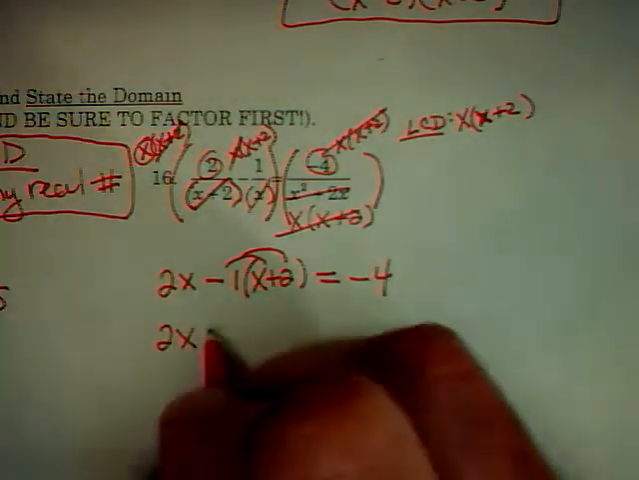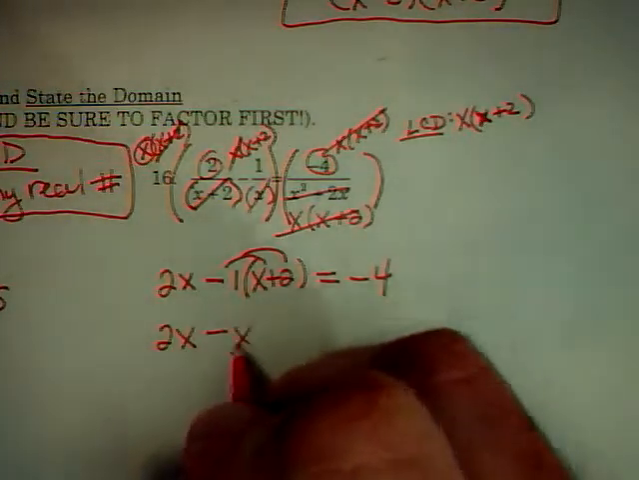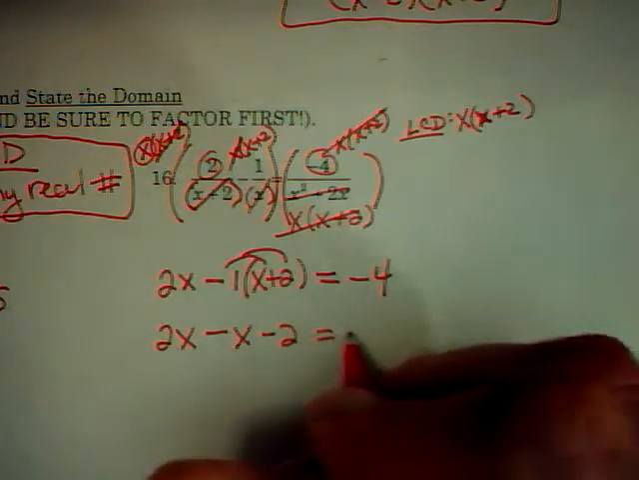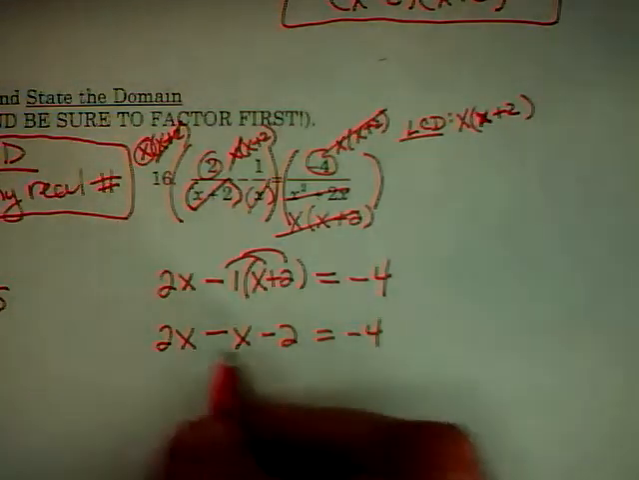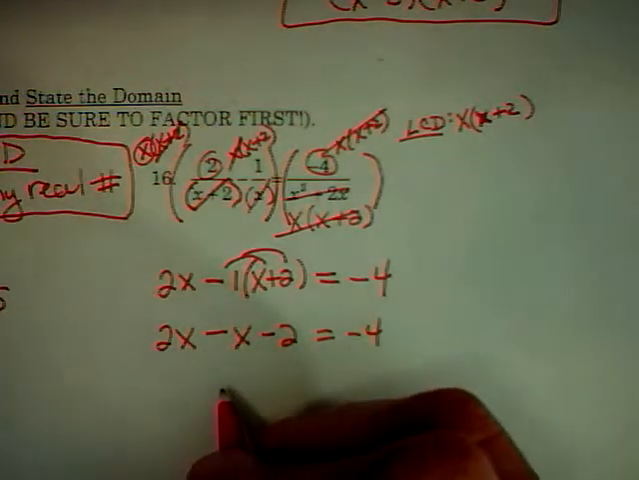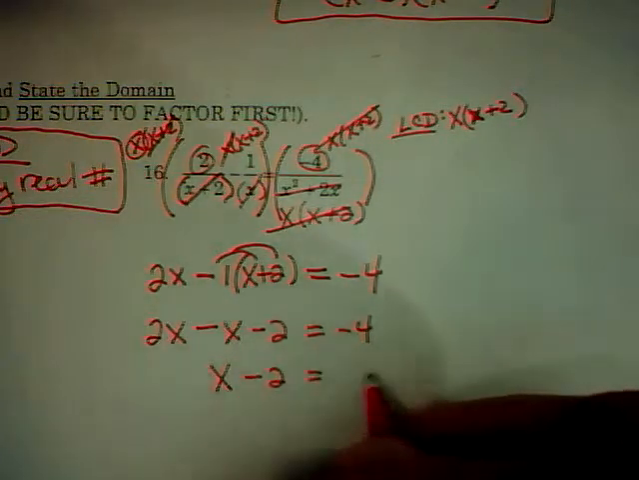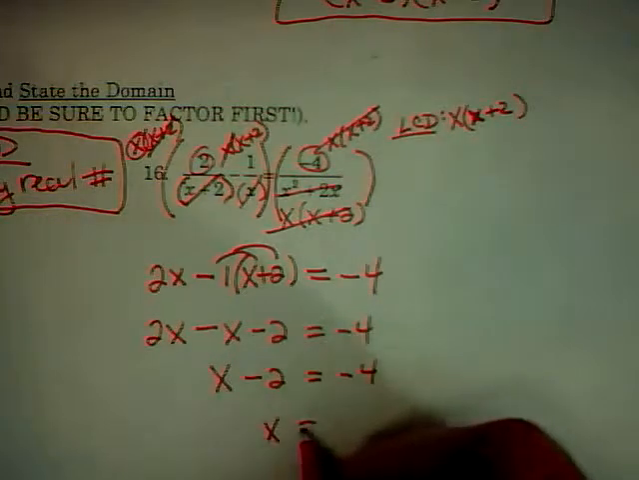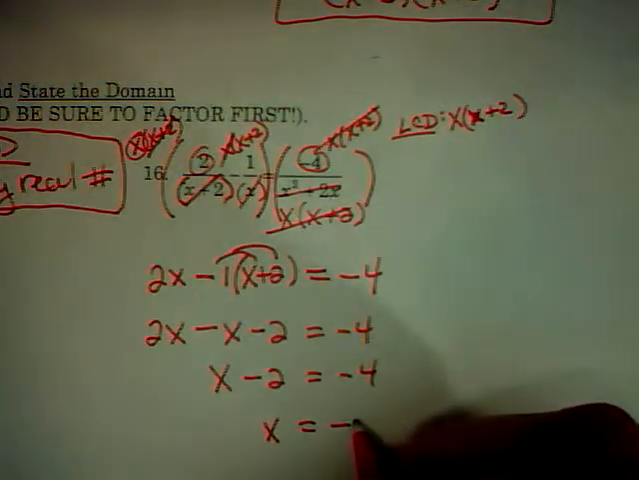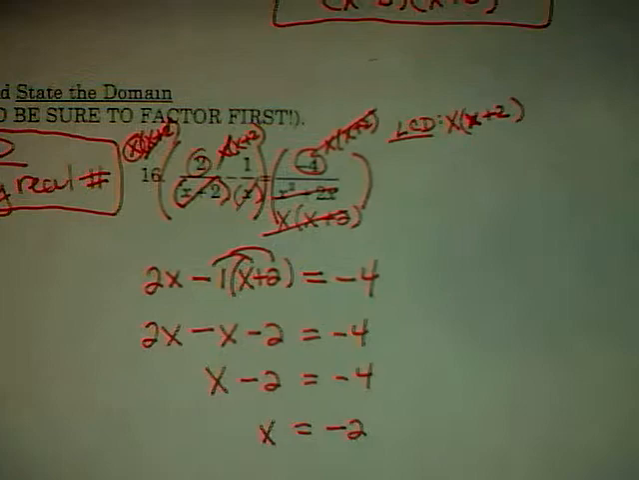So now we can go ahead and clean this up. We have 2x. Distribute the negative 1, you get negative x minus 2 equals negative 4. Combine like terms, 2x minus x is 1x, or just x, minus 2 equals negative 4. So then x would have to equal negative 2 when you add 2 to both sides.